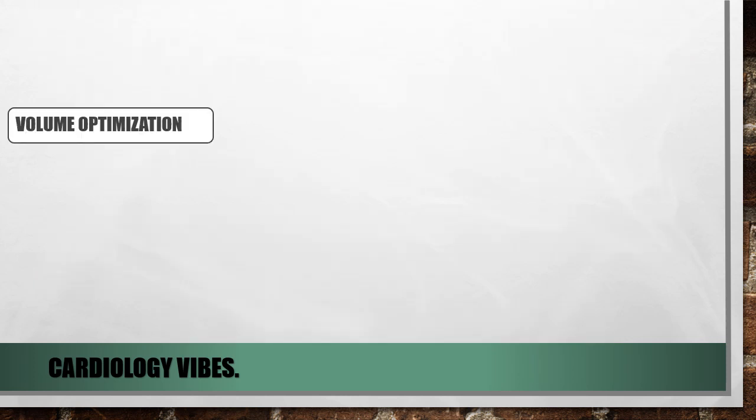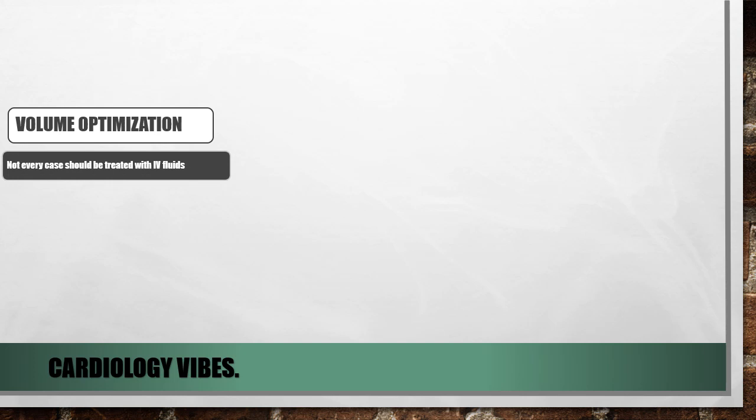The first step in treating these patients is volume optimization. Classically, patients with right ventricular failure were treated with aggressive volume infusion, and the theory behind this strategy was that if we increase the right ventricular preload, the right ventricular output will increase. However, there are certain consequences of this aggressive volume infusion. Because the RV is already compromised, if we increase the workload on the RV, it will further capitulate its function. So not every case should be treated with IV fluids.